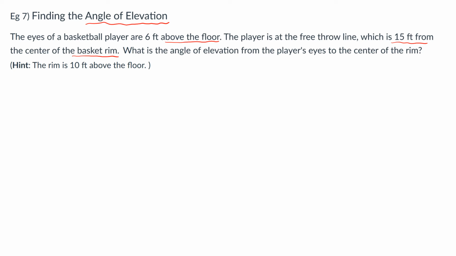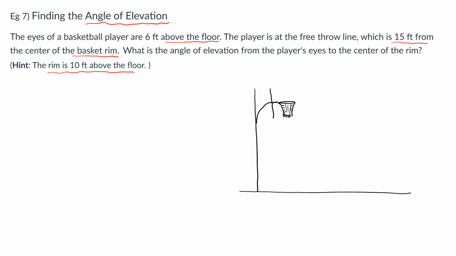One more piece of information is given, and these are all standard: the rim is about 10 feet above the floor. So let's draw the situation. We have the basket and the player, and the actual height from the ground to the eye is 6 feet. So this is 6 feet from the floor to the eye. And we also know that the height of the basket from the ground is 10. So this is 10.